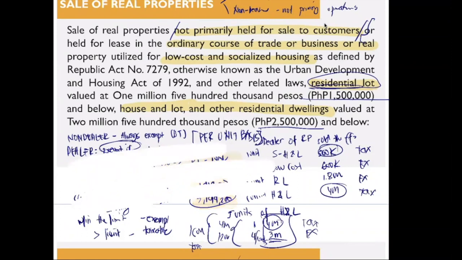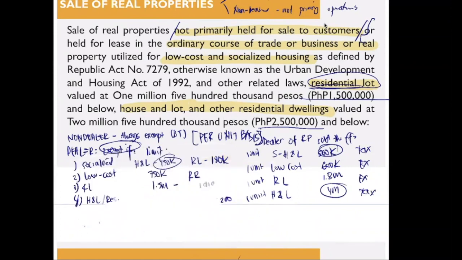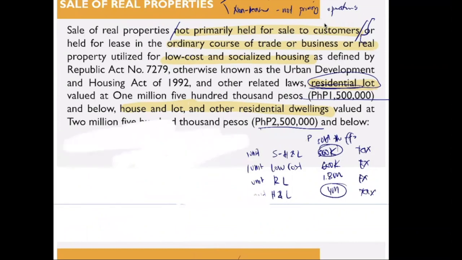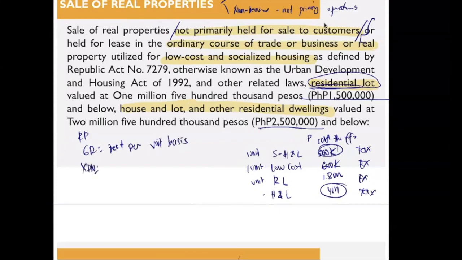So what is our general rule? Our general rule is that this house and lot or these real properties are tested per unit basis. What is the exemption? If ever it is sold to same buyer within 12-month period, or it is an adjacent lot.